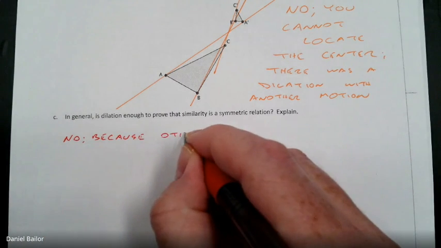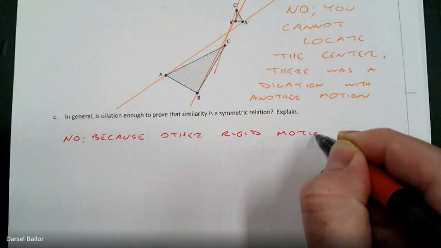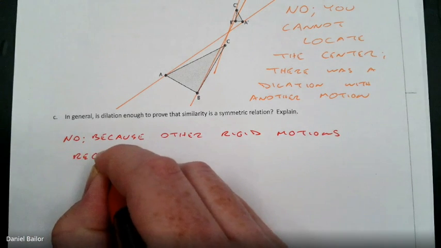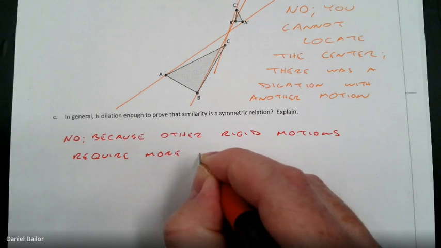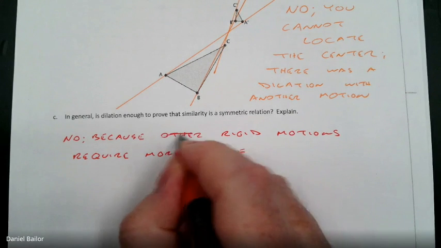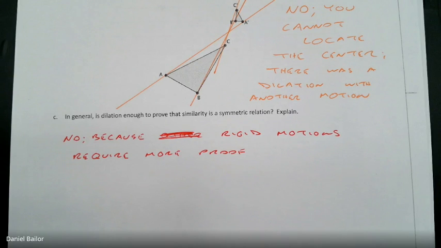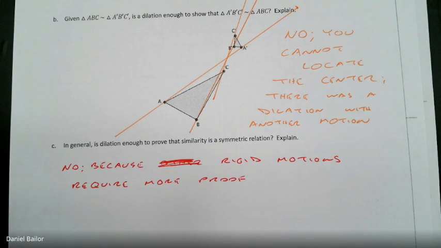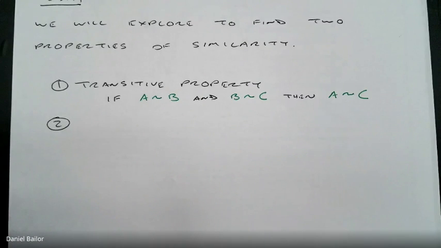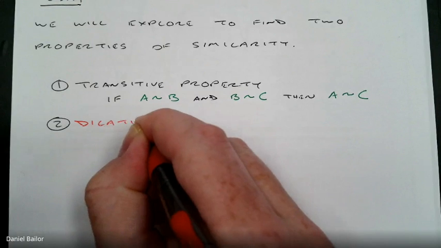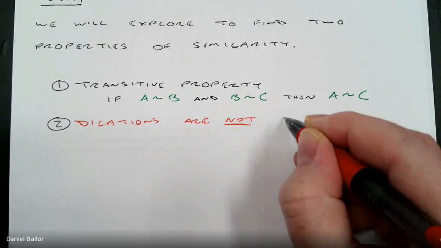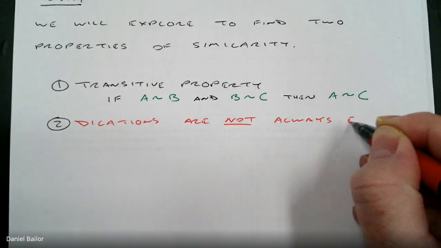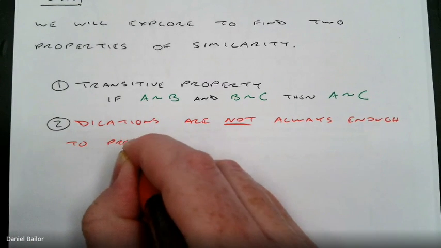Because other rigid motions require more proof, because rigid motions change things. So if there's only dilations, yeah, fine. But if there's something else, it does not work. In fact, that is the other property, the other fact we're learning today in your notes, number two: dilations are not always enough to prove similarity on their own.